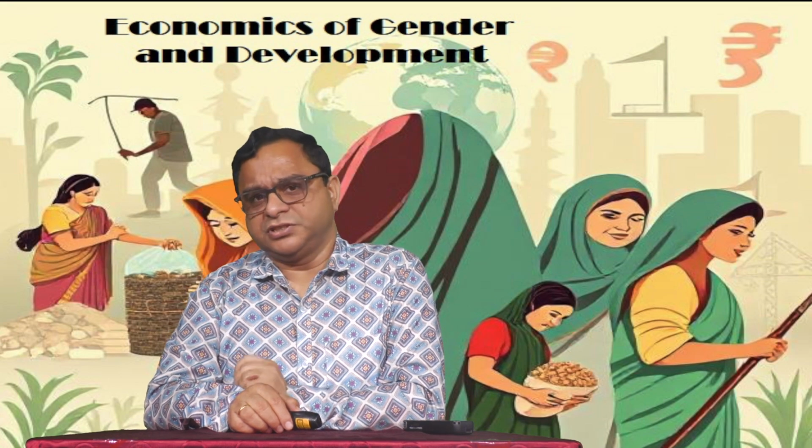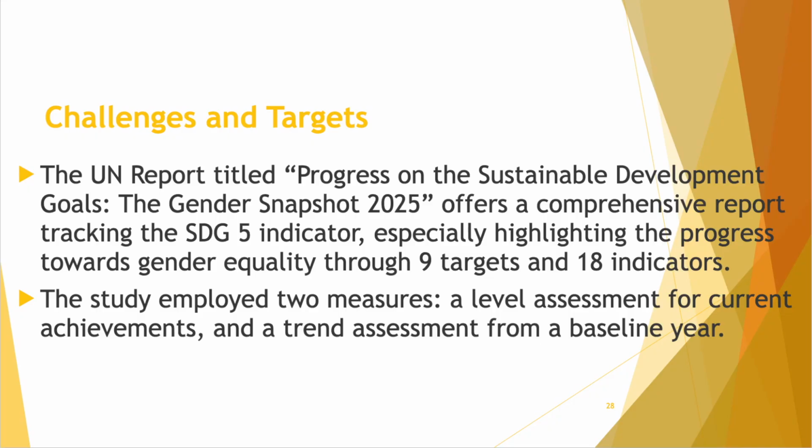Now, let us consider some of the challenges and targets the Global Development Agenda faces. The UN report titled Progress on the Sustainable Development Goals, the Gender Snapshot 2025, which we have so far utilized in this module and also in other modules, offers a comprehensive report tracking the SDG 5 indicator, especially highlighting the progress towards gender equality through 9 targets and 18 indicators. And we would request the learners to go through this report. This is very interesting, and this can provide us a good source of study about gender.